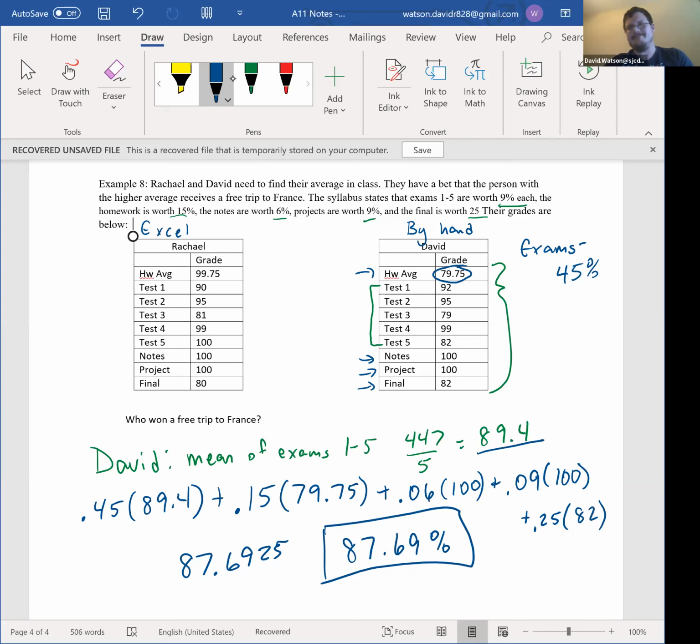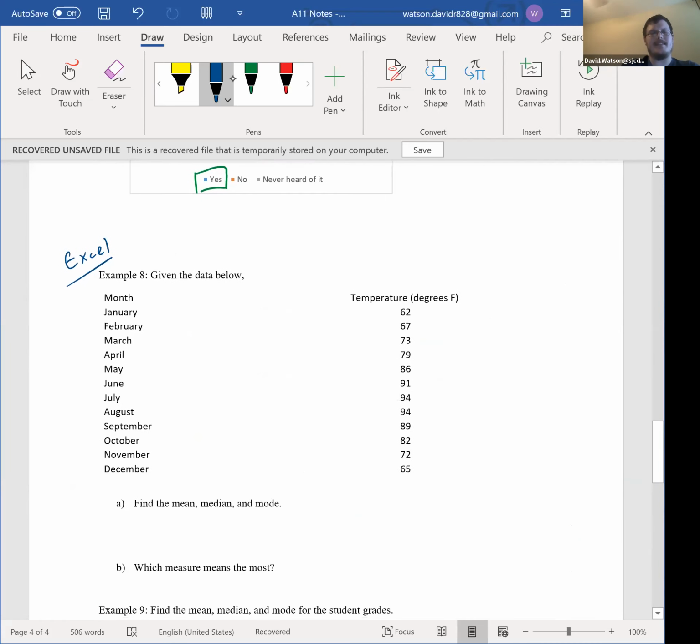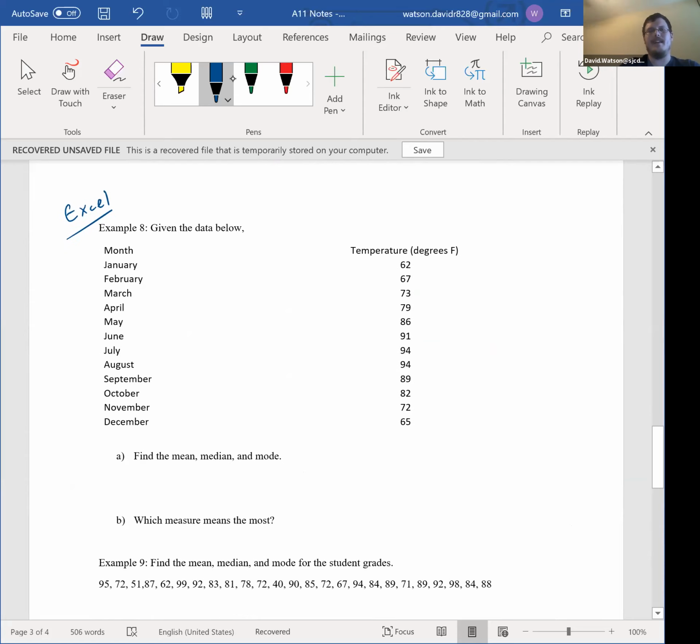All right, that said, that's how to do these by hand. And now Rachel is about to take over, come back up here, and talk about how to do these in Excel. So I'm going to stop sharing my screen and let Rachel take over.